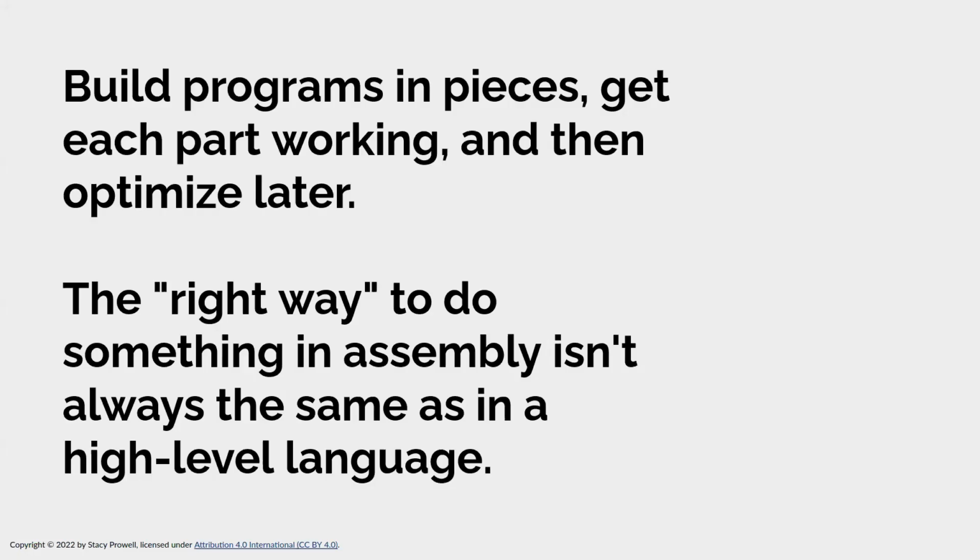So what did we learn here? Build parts of your program in pieces, get each piece working, and then optimize it later on. We just did the dumbest thing with the fewest instructions, and then we added the crazy optimizations once it was working. That's true in general. That's how you should write your C code or your Python code: get it working, and then add the optimization. Premature optimization is a bad thing.